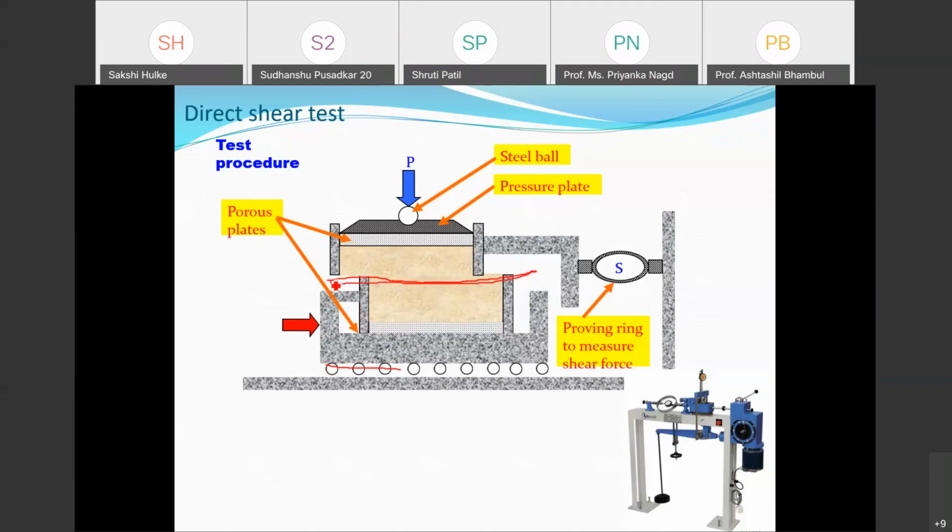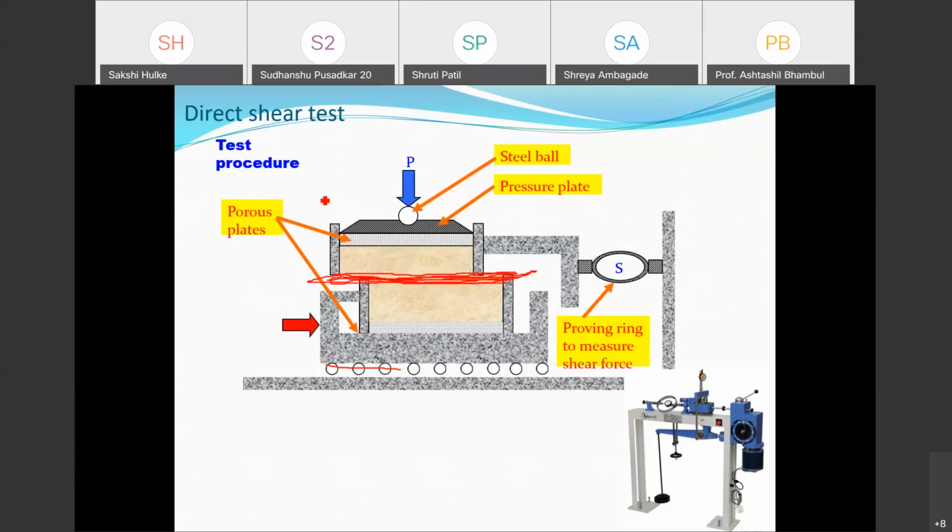We are trying to find out the stresses developed along this horizontal plane, and hence the biggest disadvantage of the direct shear test is that the failure plane is predetermined, because the soil has to fail only along this horizontal line. But this test is very simple, quick, and you can easily find out the C and phi values.